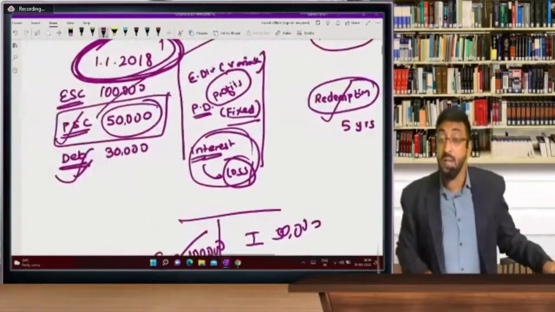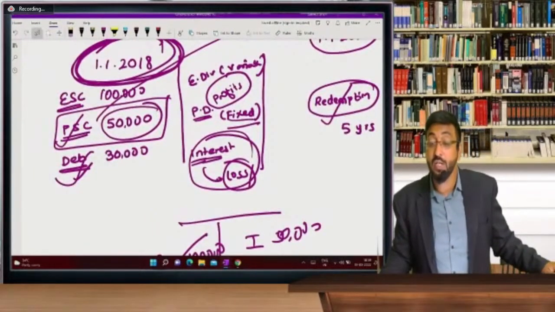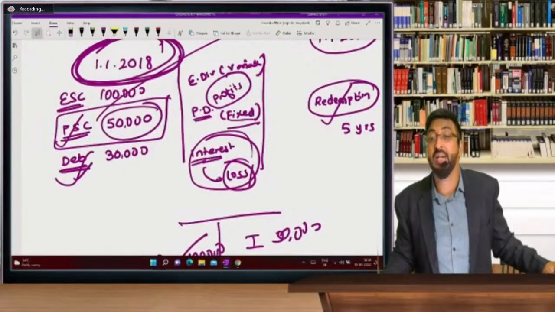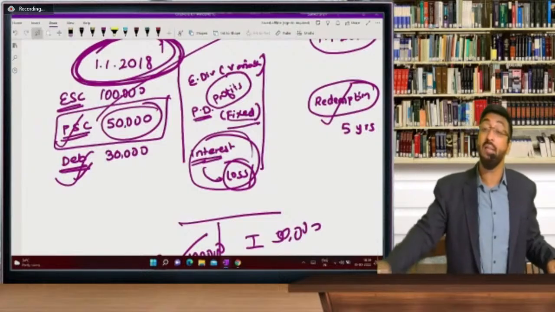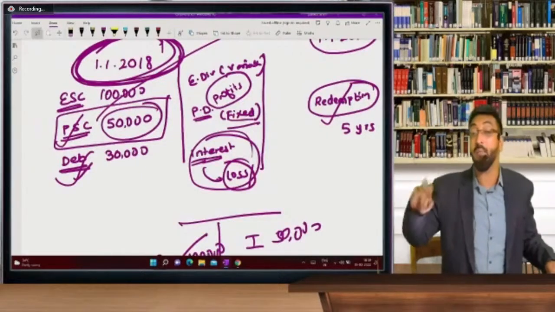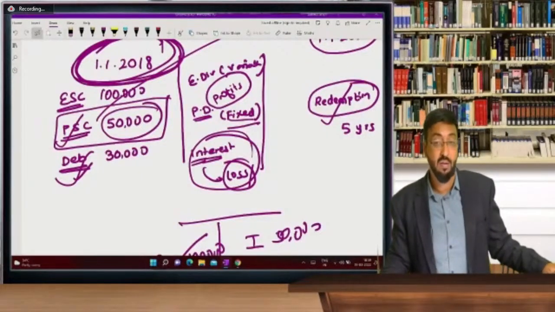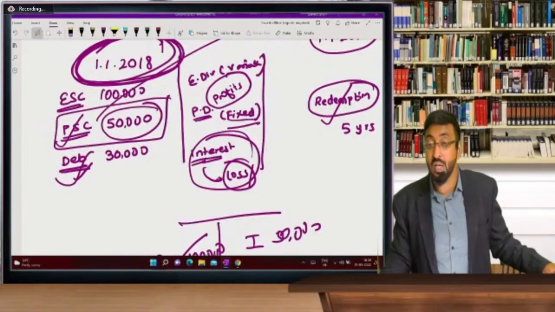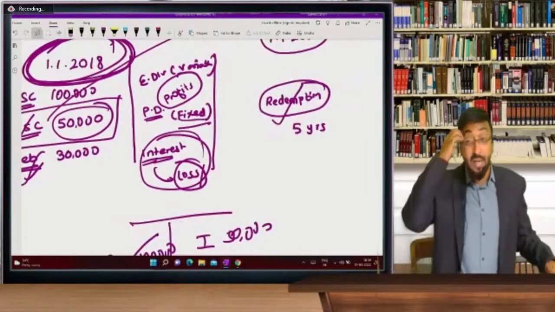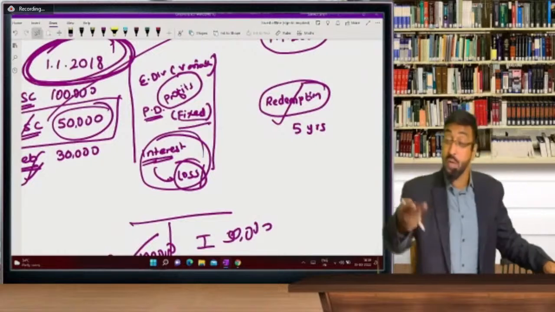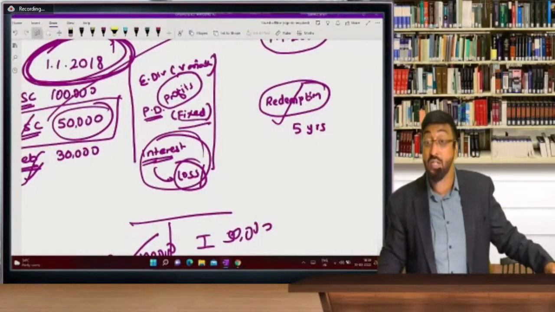But what is the difference between preference share capital and equity share capital? Equity share capital does not have any maturity date. It is matured only at the time of winding up or decided by the company for buyback. But redemption is mandatory. The company has to decide when to take its share back, and that is called redemption.